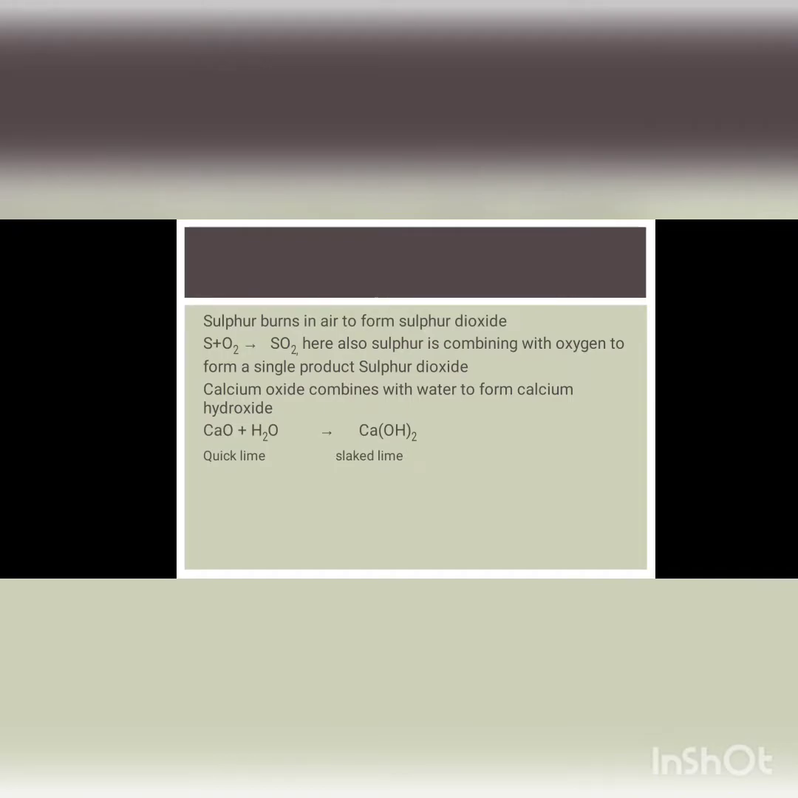Sulfur burns in air to form sulfur dioxide. Calcium oxide combines with water and forms slaked lime. All of these are examples of combination reaction.